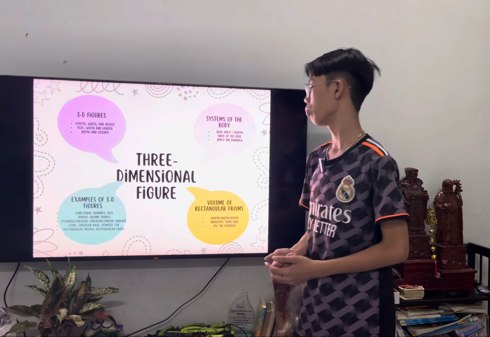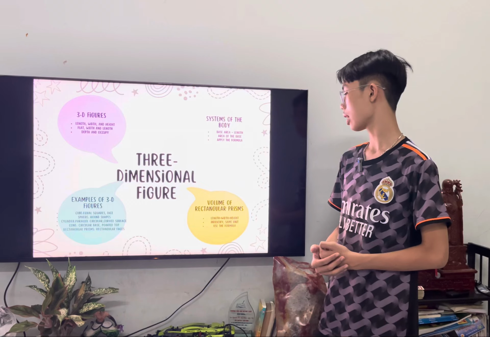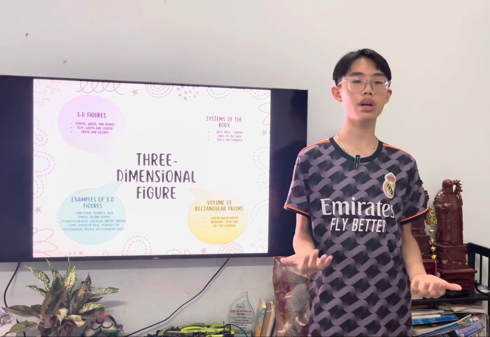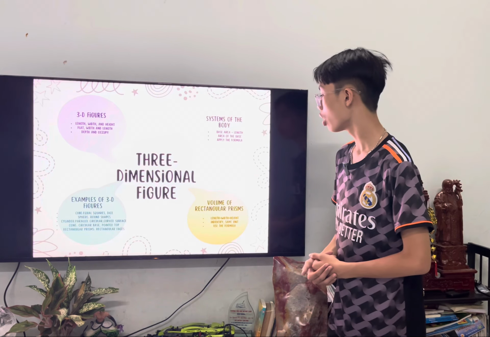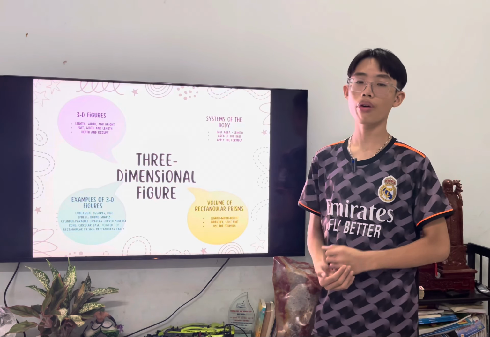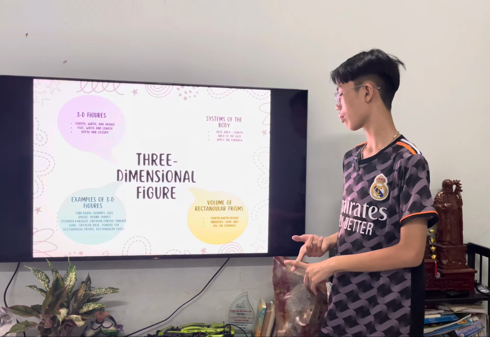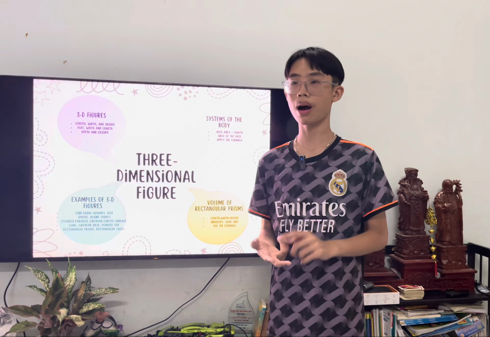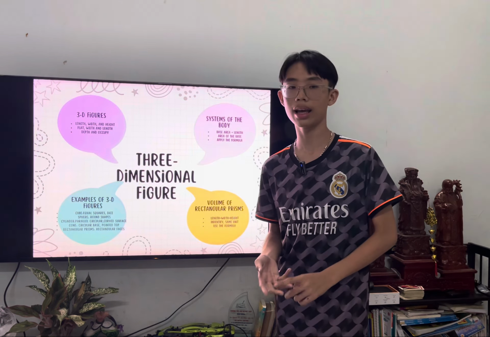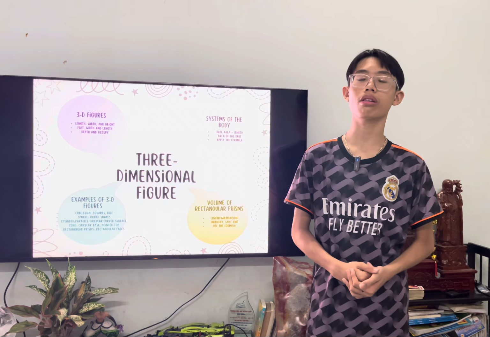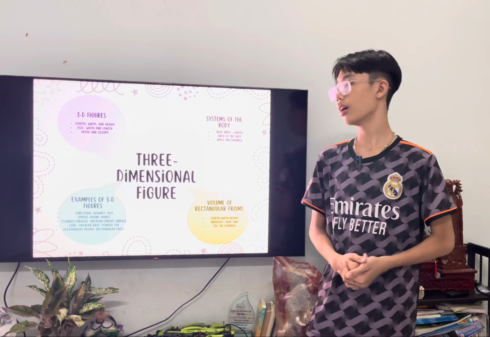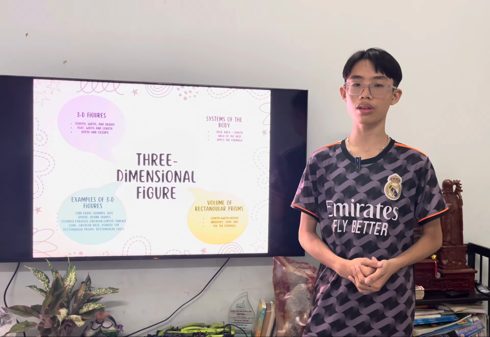Let's move to our third branch, the volume of rectangular prisms. So how can we find the volume of a rectangular prism? To find the volume, we will have the length multiplied by the width and the height. I will show you the step-by-step process of finding the volume of rectangular prisms.